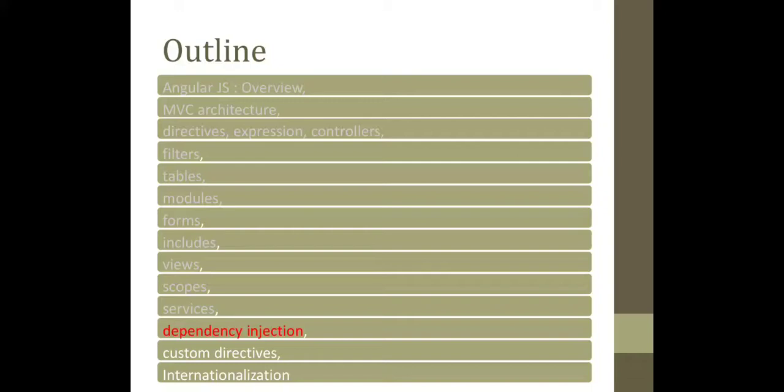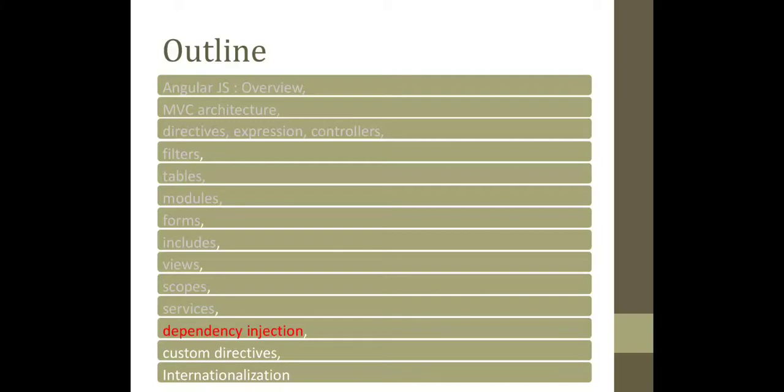So in that, till the 4th part we have seen many things regarding AngularJS, its introduction, MVC architecture, then the directives, expressions, controllers, plus many tools like filters, tables, modules, forms, includes, views, scopes and services that all are dealing with AngularJS.